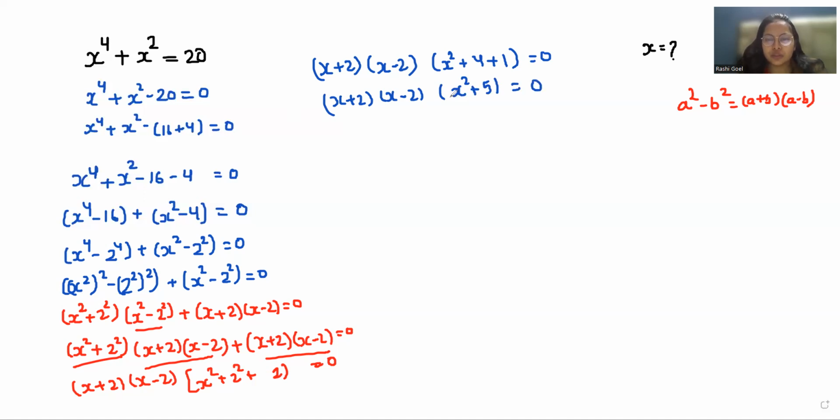Now these are the three roots and all are equals to 0. So in this case, first x plus 2 is equals to 0. This gives the value of x as negative 2. And here x minus 2 is equals to 0. So x is positive 2.